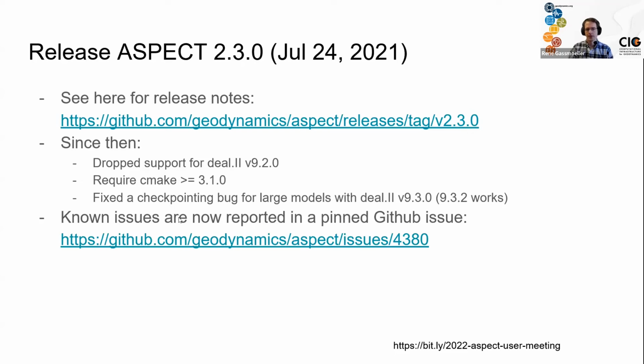Known issues like this are now reported in a pinned GitHub issue. So if you go to the GitHub repository and switch to issues, you will see a pinned issue at the top always that is called known issues. And that includes some minor bugs in the latest release, for example, or incompatibilities with some versions of libraries that we know of, and also contains workarounds if there are any workarounds for the problem.